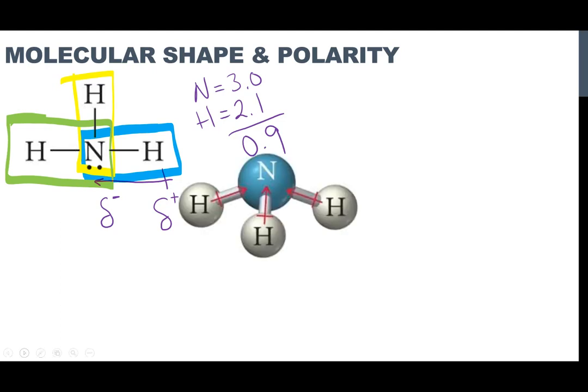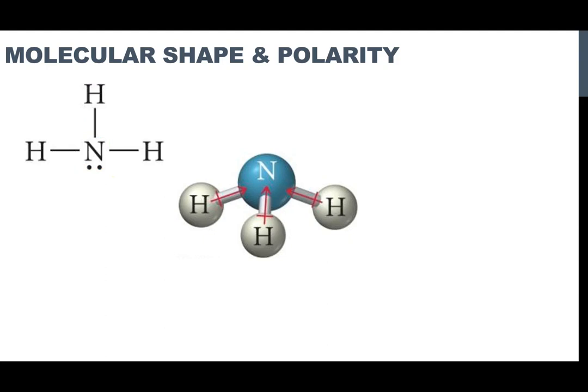Now we need to look at this molecule in 3 dimensions. We've decided that for each of the bonds there is a dipole moment, a separation of charge, so all of these are going to push towards the nitrogen. We need to identify that this is a tetrahedral electron geometry and a trigonal pyramidal molecular geometry. That means these are going to stand up like a pyramid.